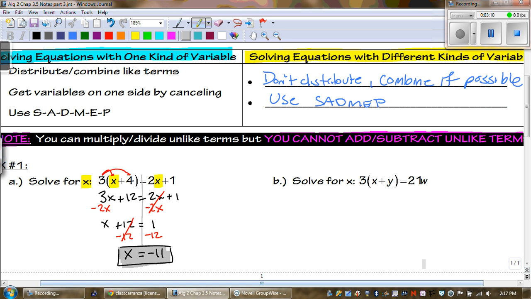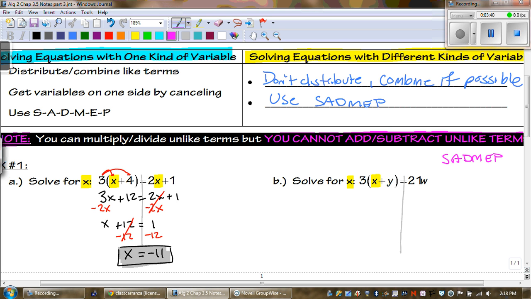But now when we're doing problems like B, where we've got multiple variables, we have to follow these new rules over here. So I'm going to draw the line down the middle. It wants me to solve for x. So we have to follow the rules of SADMAP.